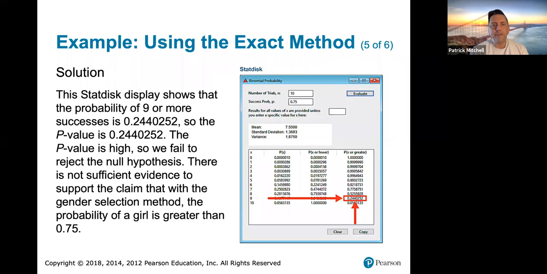So we're going to fail to reject the null hypothesis, which means that there is not sufficient evidence to support the claim that with this gender selection method, the probability of a girl is greater than 0.75. There is not sufficient evidence to support that claim. And that's going to do it for section 8.2.